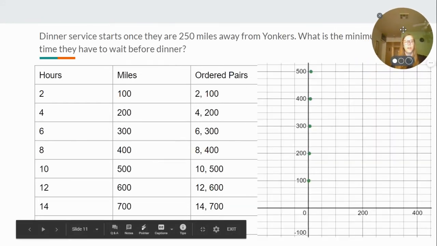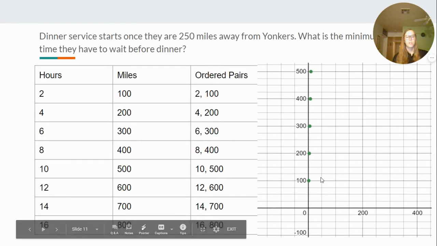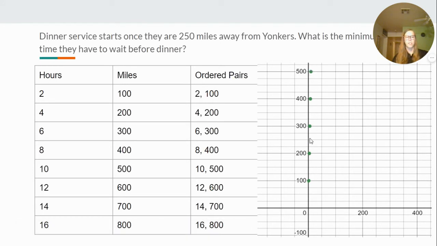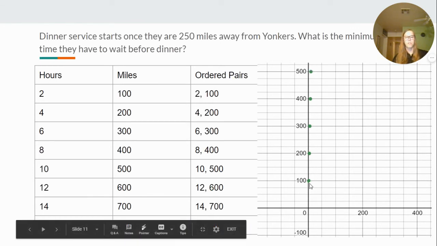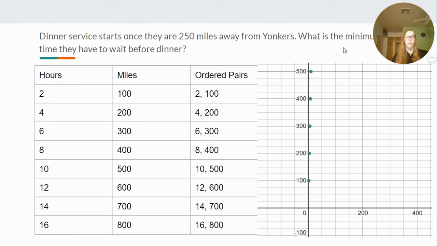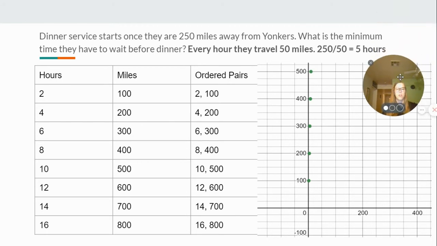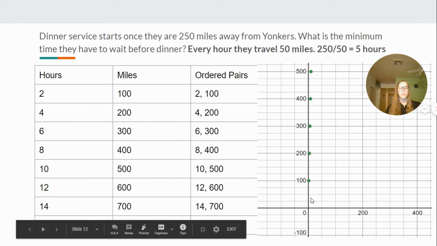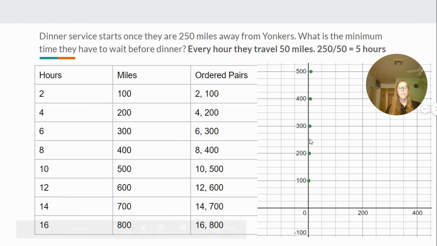And then I will move my head back up so you can see the graph. Obviously that's a lot between those numbers, so they're very tight to the y-axis here. So we have 2, 100, 4, 200, 6, 300, 8, 400, 10, 500, and then it would keep going up, okay? So if every hour they're traveling 50 miles, 250 divided by 50 is 5 hours. So they won't get dinner service until they are about here, which is 5 hours away.